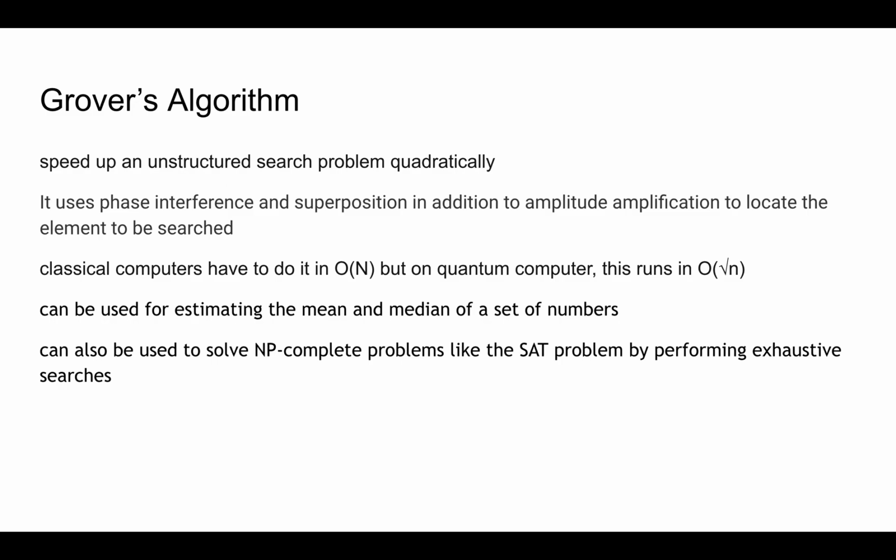Grover's algorithm can be used for estimating the mean and median of a set of numbers. There are some applications, and it can also solve NP-complete problems relatively fast, but still in an exponential amount of time, like the SAT problem, by performing exhaustive searches. Our current algorithm for the SAT problem is an exponential algorithm, and because Grover's algorithm is like the root of an exponential, it's still going to be exponential time. The key point is that Grover's algorithm only provides a quadratic speedup.